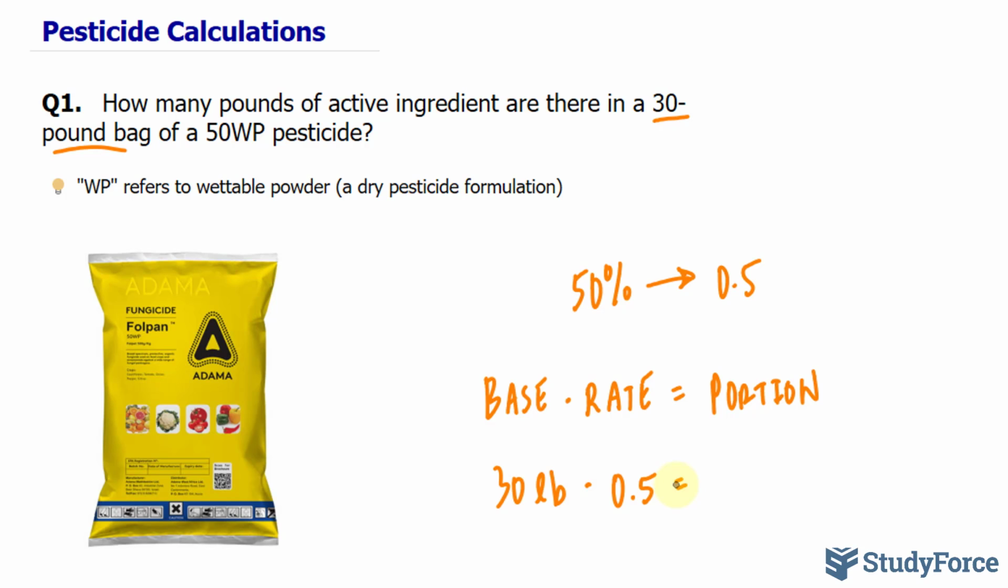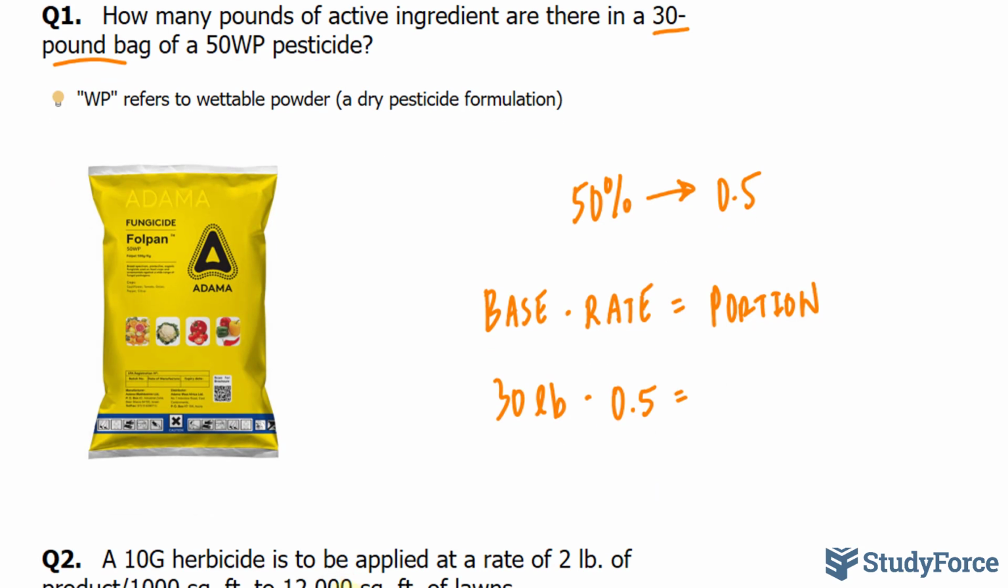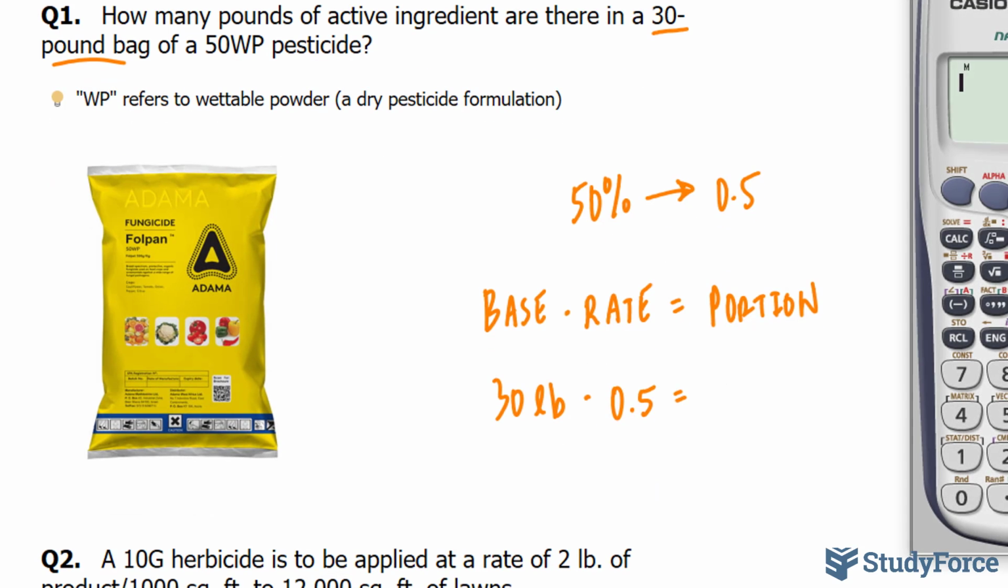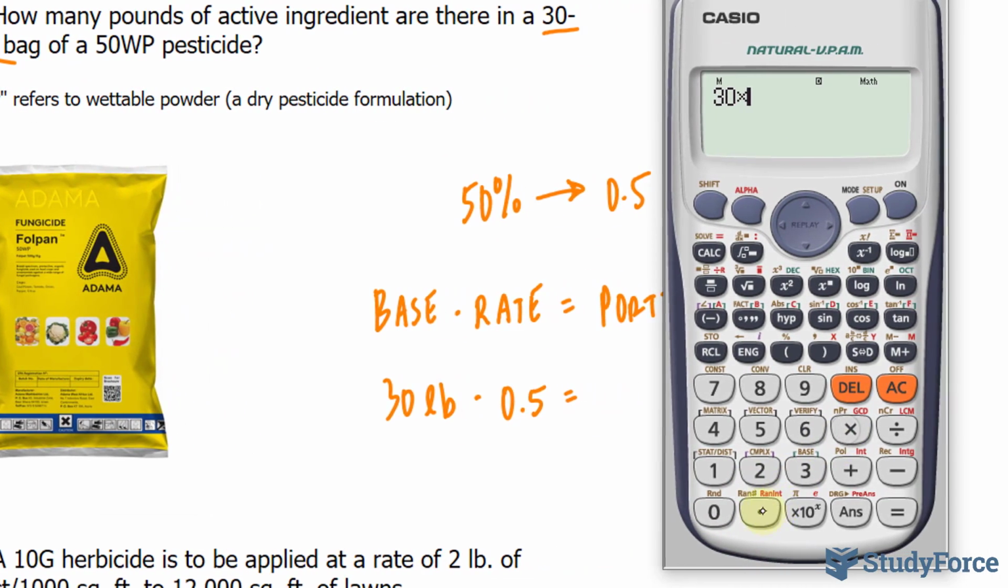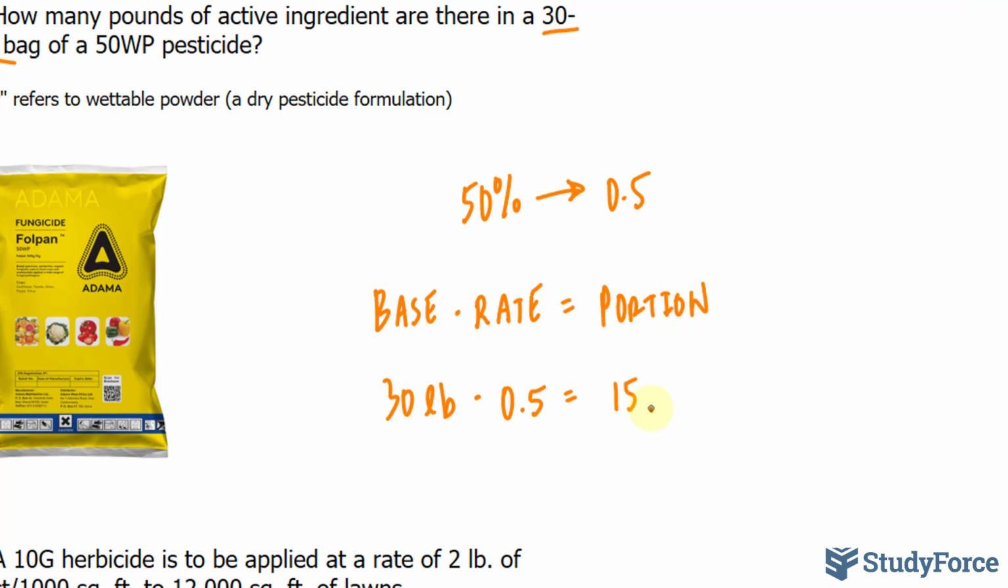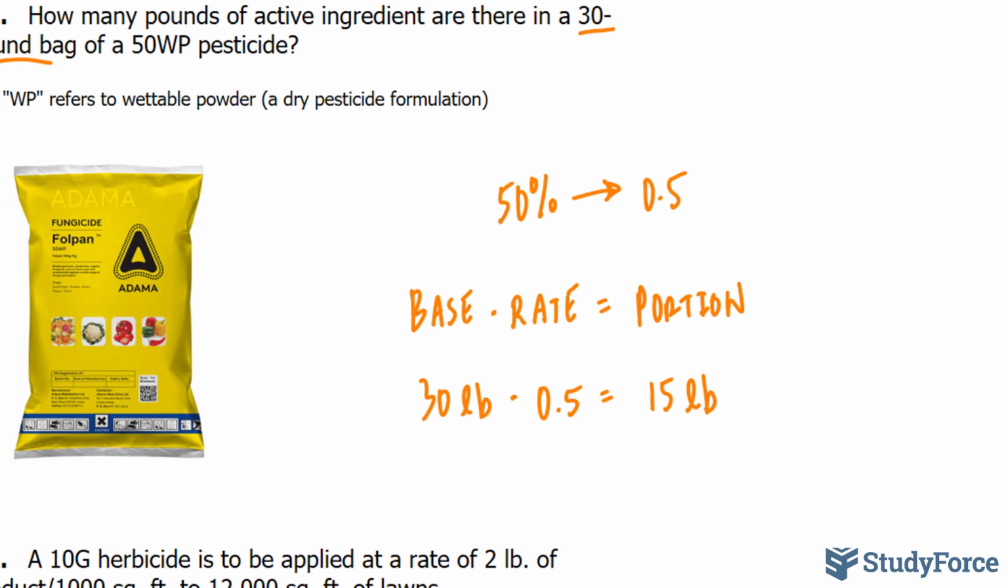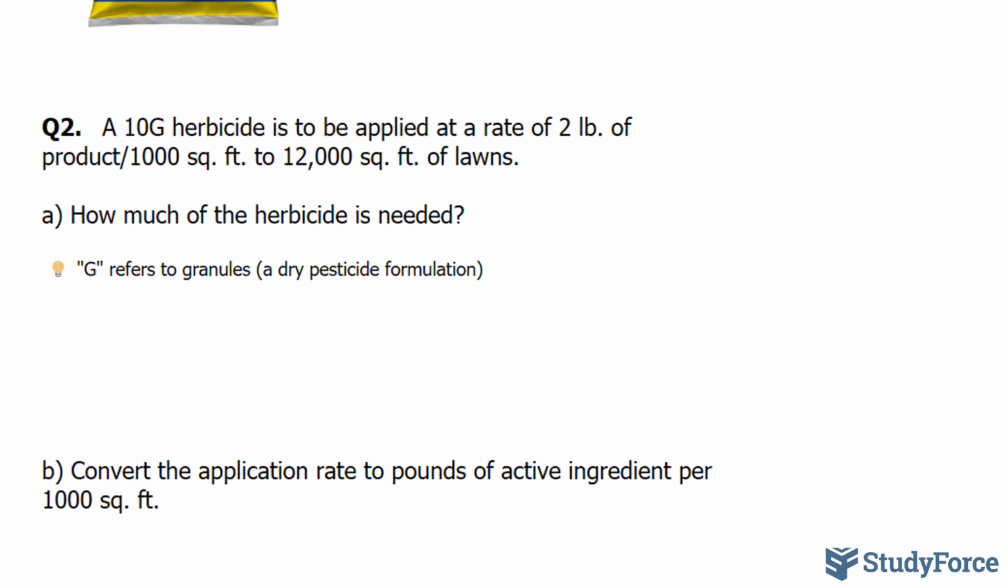So using our calculator, we'll take 30, multiply it by 0.5, and we end up with 15 pounds. Therefore, 15 pounds of the 30 represents active ingredient. That example was easy. Let's move on to something involving rates.